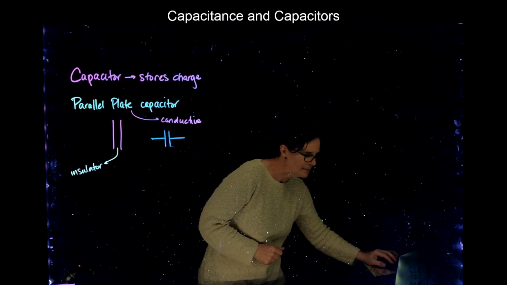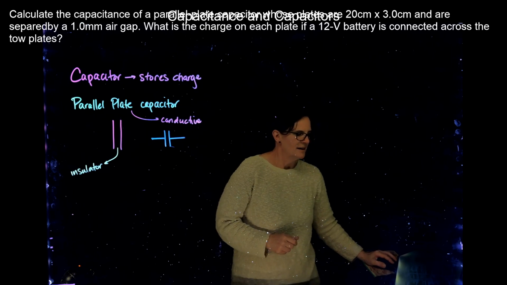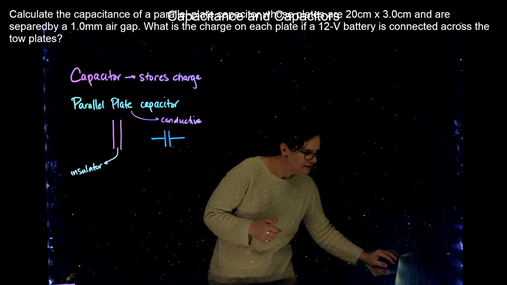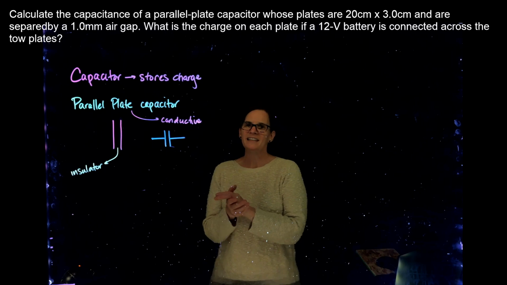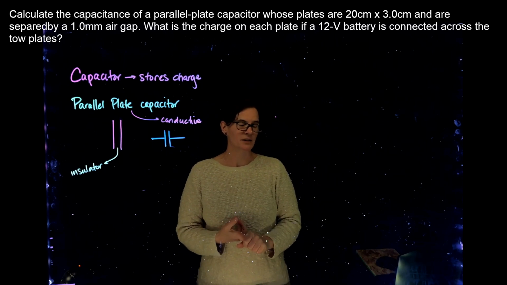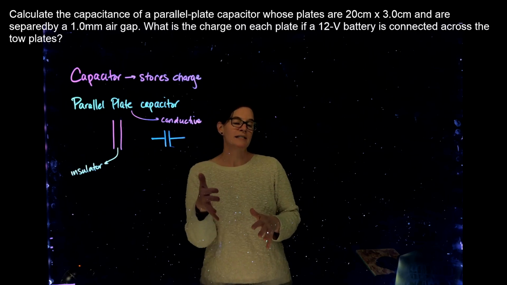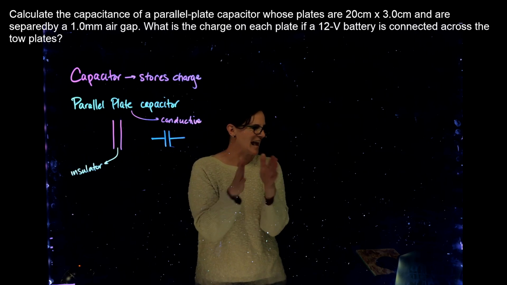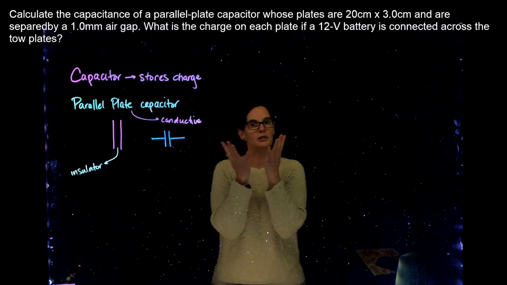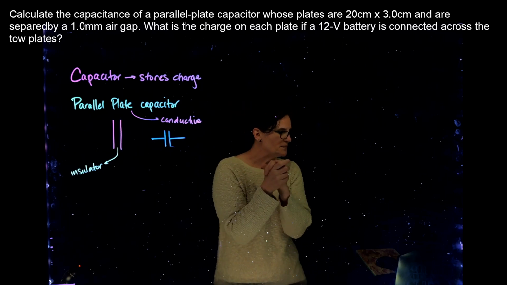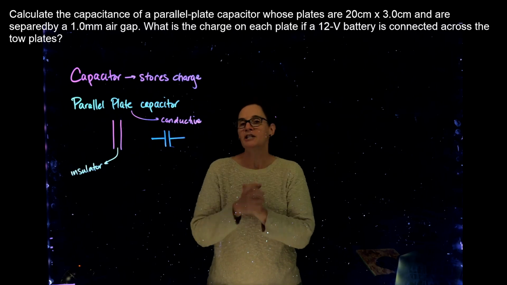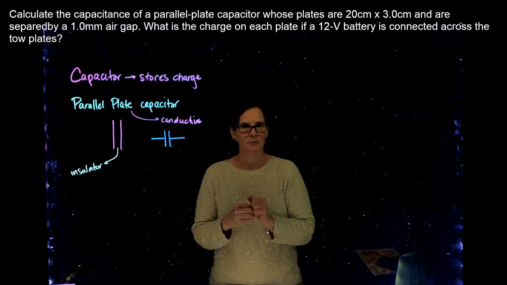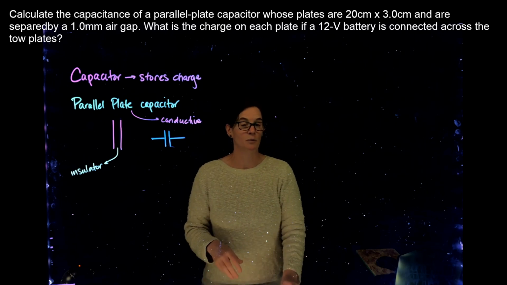All right. So let's look at an example. I'm just going to pop one up. Let's just play with these equations. Calculate the capacitance of a parallel plate capacitor whose dimensions are 30 centimeters by 20 centimeters by 3 centimeters and are separated by an air gap, which is the insulator, of 1 millimeter. We want to know what the charge on each plate is if we apply a 12-volt source to that capacitor.